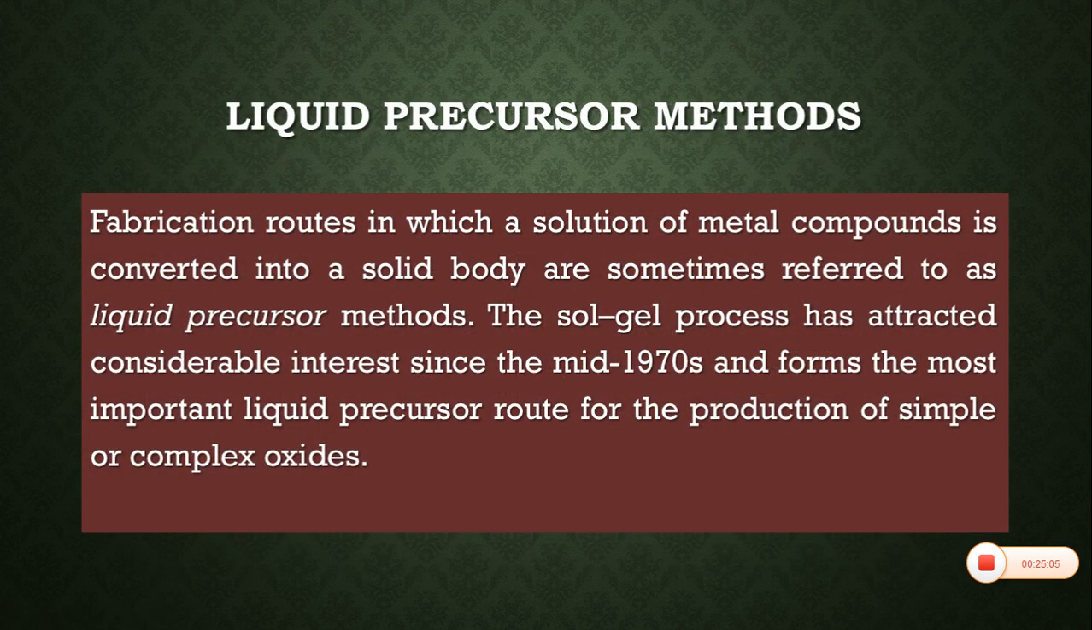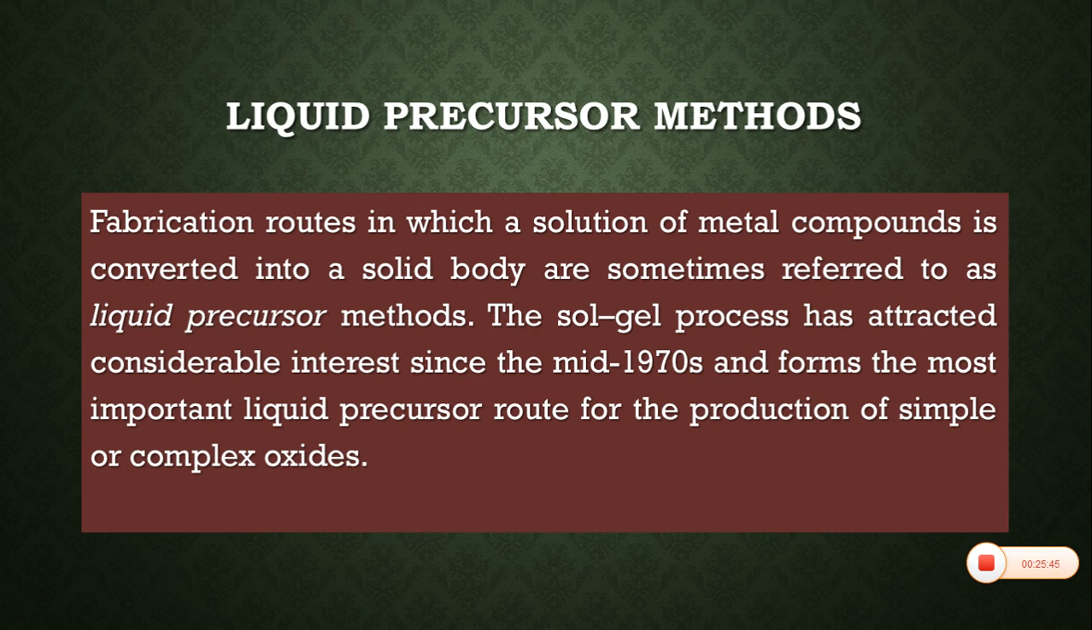Now the next is the liquid precursor method. Earlier we studied the three gas phase reaction methods. Now it is the liquid precursor method. In this fabrication route, we use a solution of metal compounds. The solution of metal compounds is converted into a solid body. So we can say that the starting material is a liquid in this method.